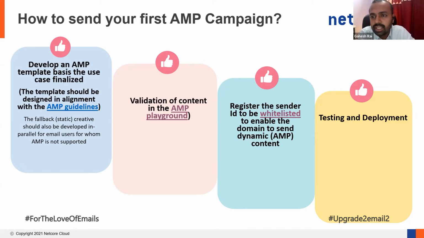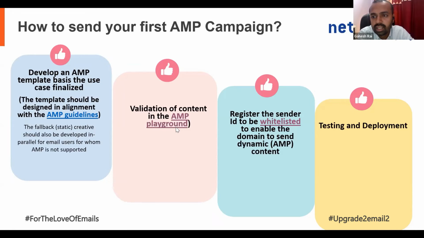Right. The next step is, since AMP is a new technology, there are chances, and we have seen cases, where customers have small errors in their AMP HTML code. So the next step is to actually go on the AMP playground and just validate your code. You can click there and see if your code has any errors, and you can fix them on the fly. And this can be done quickly.